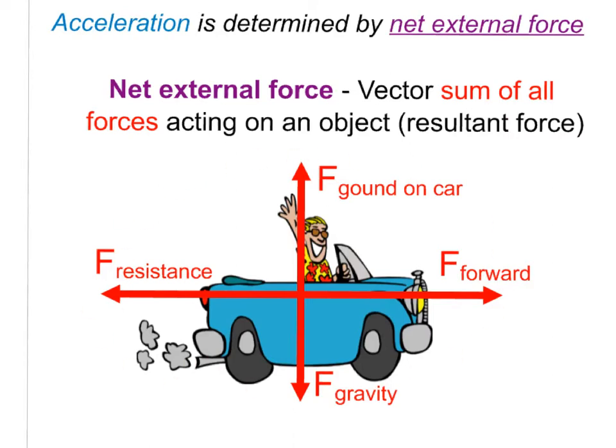So this vehicle cannot change its motion unless there is a net external force. If there is no net external force, there would be no change in the velocity of this object, which means there would be no acceleration, either positive or negative. It would not change its motion in any direction. If this object were to be accelerating in this forward direction, this force would need to be greater than the force of the resistance.